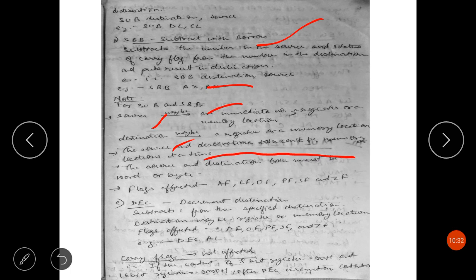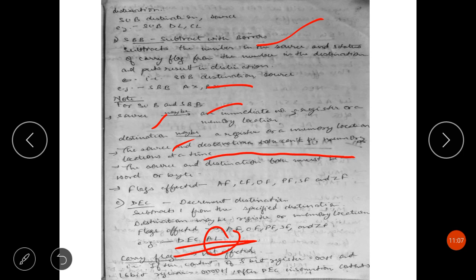Next instruction under subtraction operation is DEC, that is decrement destination. What it does, whatever register is mentioned here, it subtracts 1 from the content of that register, means it is decrementing the content of this register. The destination may be a register or memory location. Flags affected, all flags will get affected except trap, direction and interrupt flags. And one more flag will not get affected through this decrement operation, the carry flag.